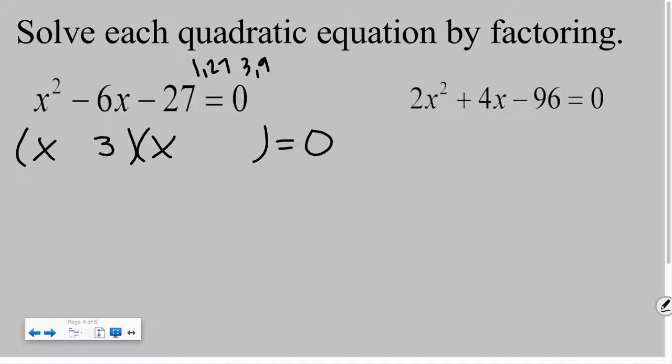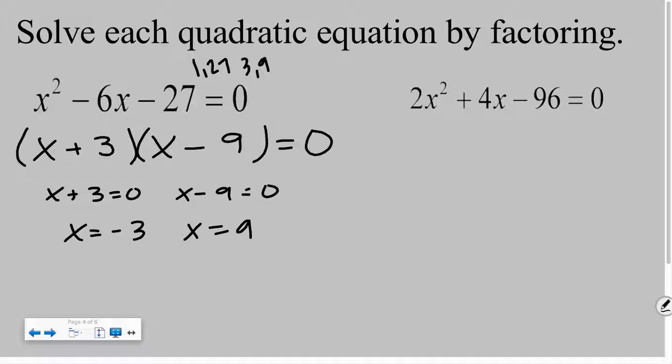Factors of 27 that are going to combine to make 6. 3 and 9. So do I want to do 3 minus 9 to make negative 6, or 9 minus 3? 3 minus 9, right? So you should have x plus 3 and x minus 9 as your 2 factors. Take what's on the inside. Set them equal to 0, and you get x equals negative 3, and x equals positive 9.